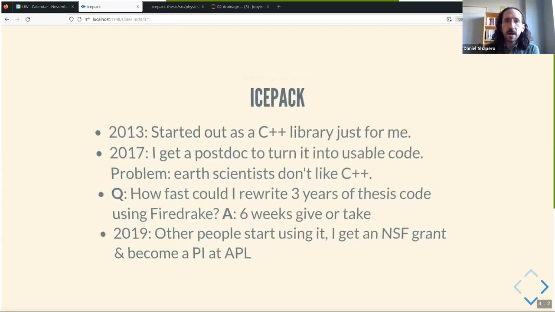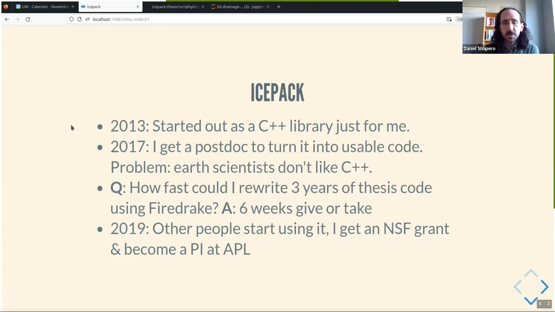So I started writing icepack in 2013, and it was a C++ library, and it was pretty much just for me. I got a postdoc to turn this into usable code, and I was told to my face that no glaciologist is going to learn C++, which was a little harsh, but empirically I found that to be true. And I know this differs by subfield within the earth sciences, so I'm speaking mostly just for glaciology here. I was basically told in as many words that it had to have a Python interface.